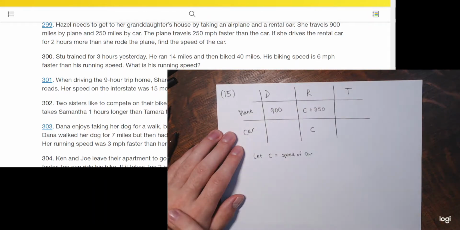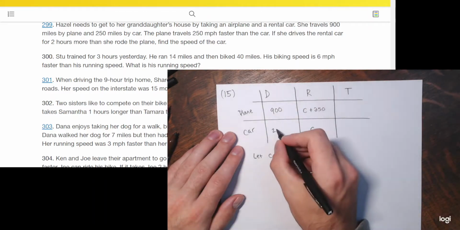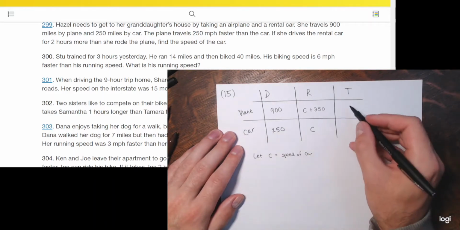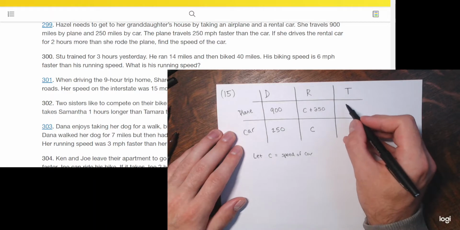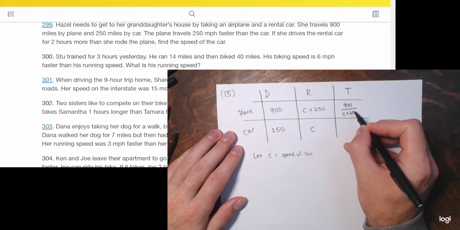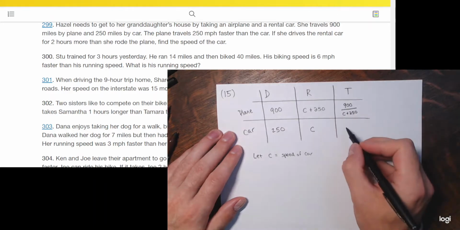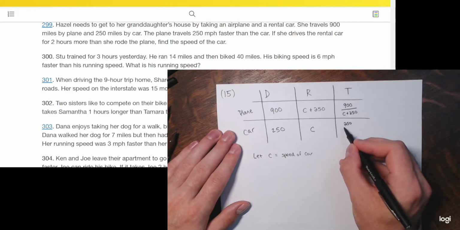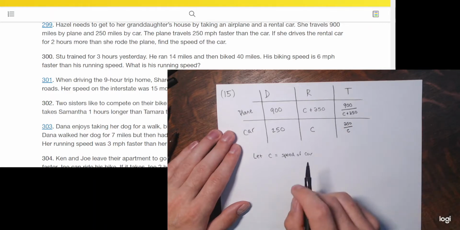It says she travels 250 miles by car. Alright, and now that I have this filled in, we can say the time spent in the plane would be distance divided by rate, right? 900 divided by C plus 250. The time spent in the car is 250 divided by C.